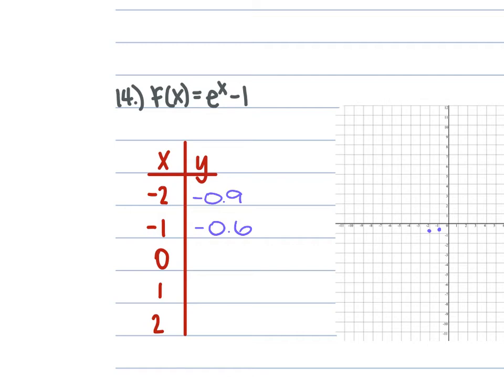Then for 0, e to the zero power is 1 minus 1 is 0. So that's 0, 0. E to the first power minus 1 is going to give us 1.7. And then e to the second power minus 1 is going to give us 6.4. So we're going to get really close to that negative 1 y value, and then go up as we go to the right here.